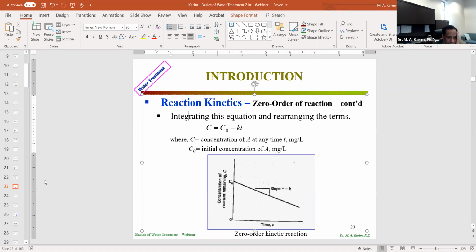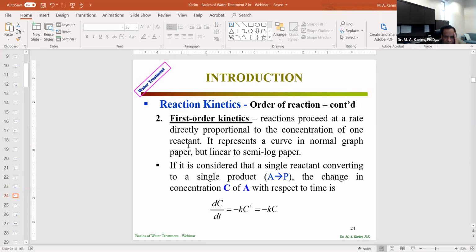So let's go to the next one. Next one is the first order kinetics. The reaction proceeds at a rate directly proportional to the concentration of one reactant. It represents a curve in normal graph paper, but linear on semi-log paper.